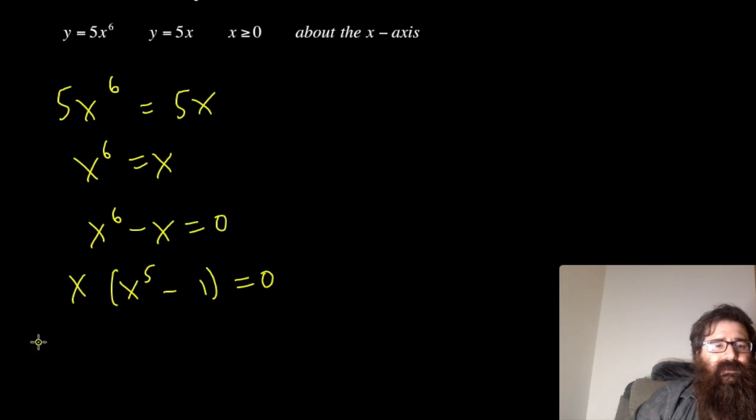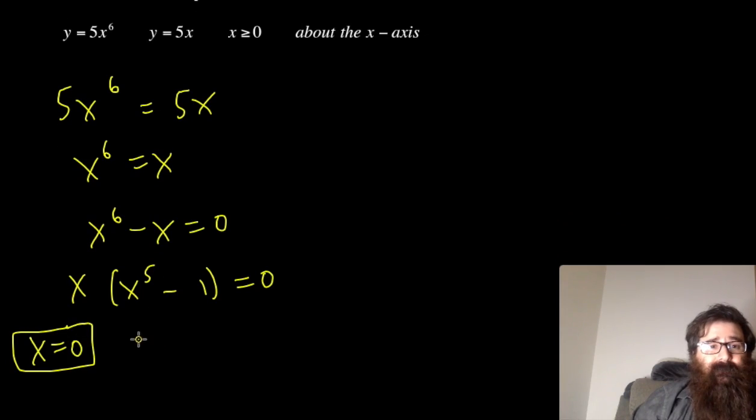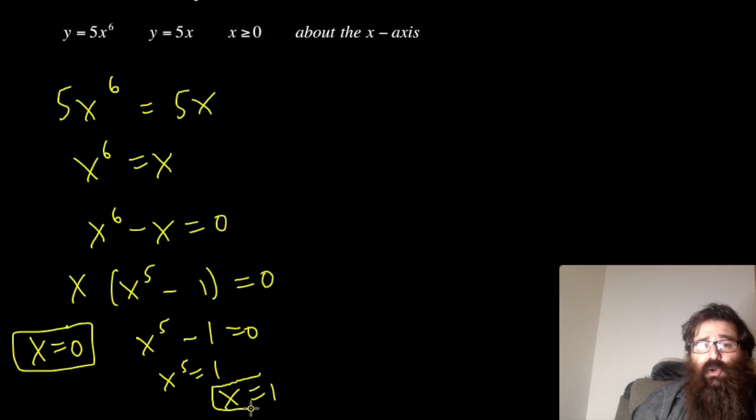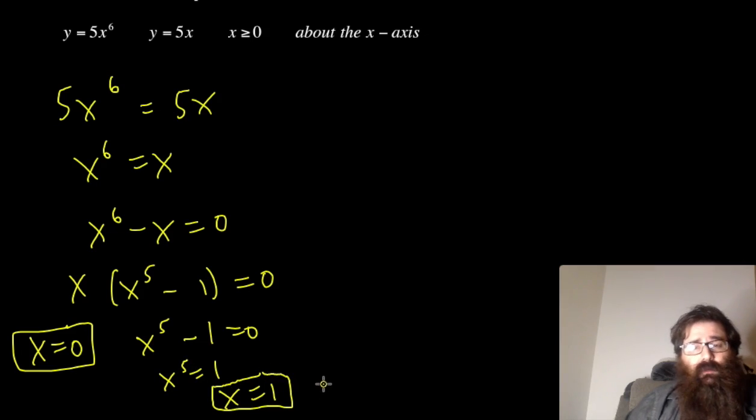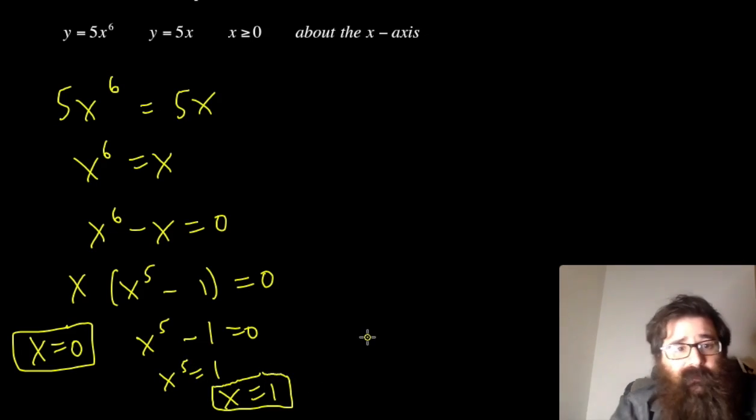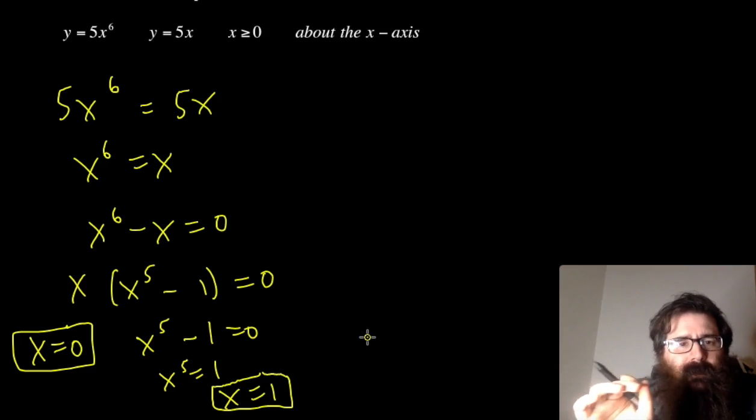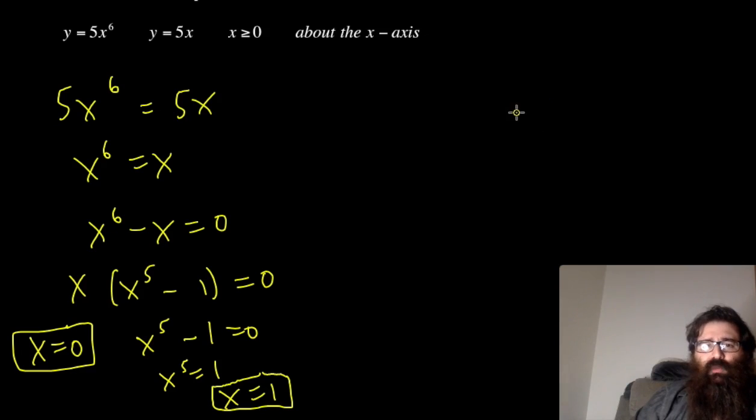So two possibilities here. You better believe it, x could be 0, which gives me a solution, or x to the 5th minus 1 could be 0, which means x to the 5th is equal to 1. So then x would have to be positive 1. Notice a negative 1 wouldn't work here. The sign would be off. So I have two values where we're going to intersect: x equals 0 and x equals 1, which is good to know.